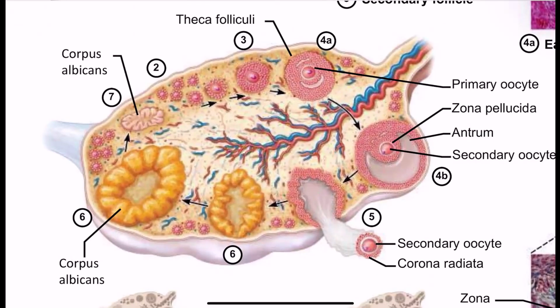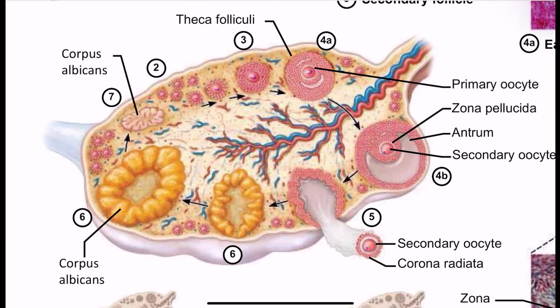A follicle is just a group of cells that surround a developing oocyte. There's primary oocytes, which are doing meiosis 1. Remember, meiosis 1 starts before birth, gets halted at prophase 1 for a long time until it's recruited as a potential follicle to be ovulated.